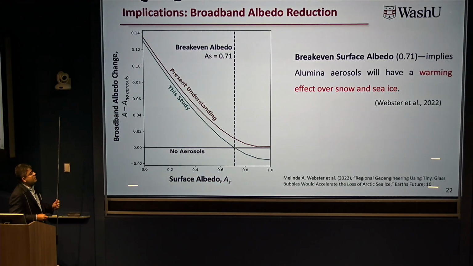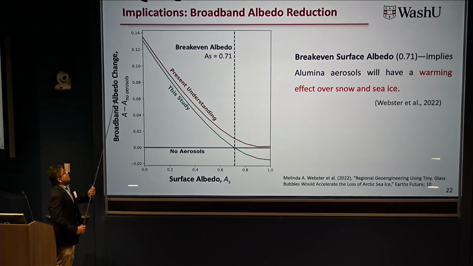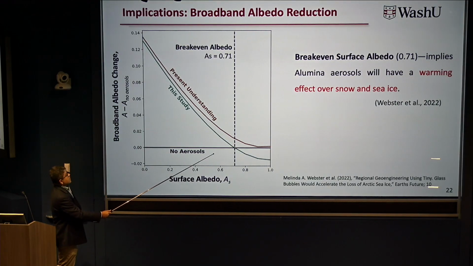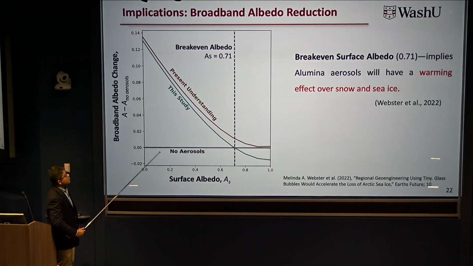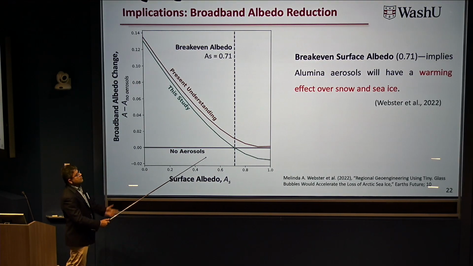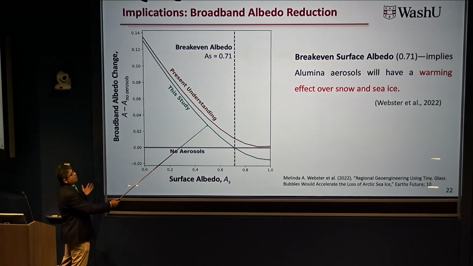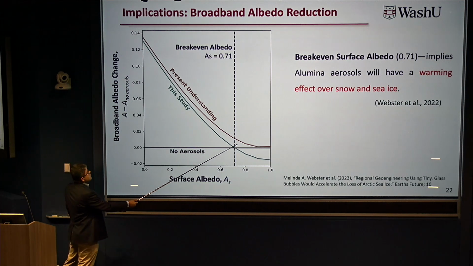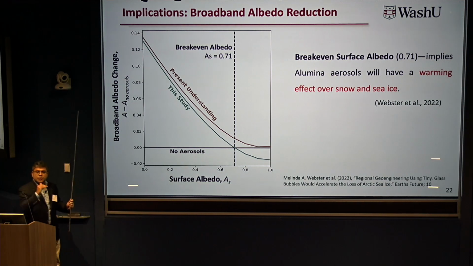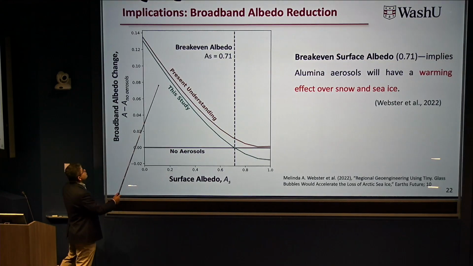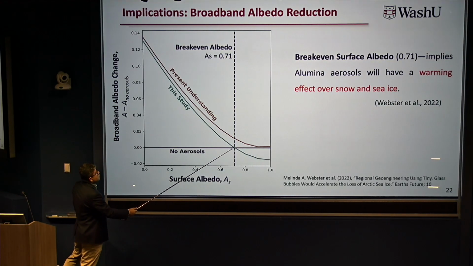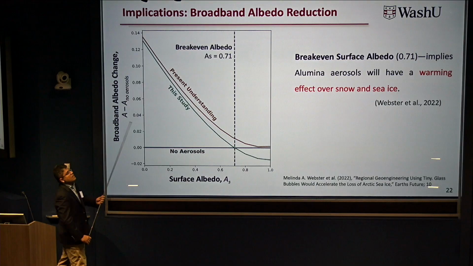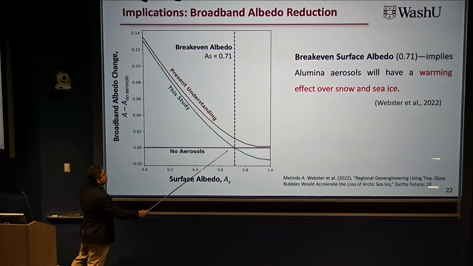And the other important thing we find is that under the present understanding of alumina, if you have an atmosphere which is cloud-free, clear sky with no aerosols, just the baseline, the moment you seed the stratosphere with alumina with 10 to the power minus 7 imaginary index, it is almost always going to give you an enhancement in albedo, which is what you want. But if you use the values from this study, you see that there is a break-even surface albedo, meaning that greater than 0.71, these particles are going to have a net warming effect.